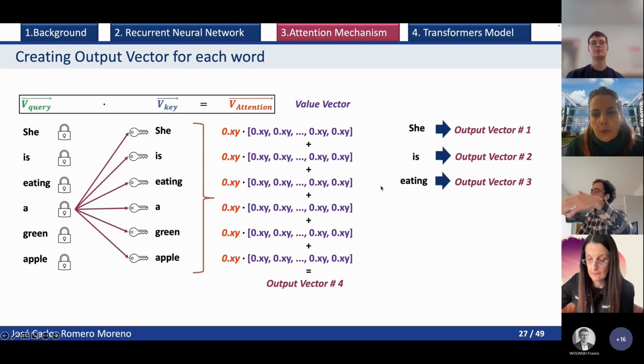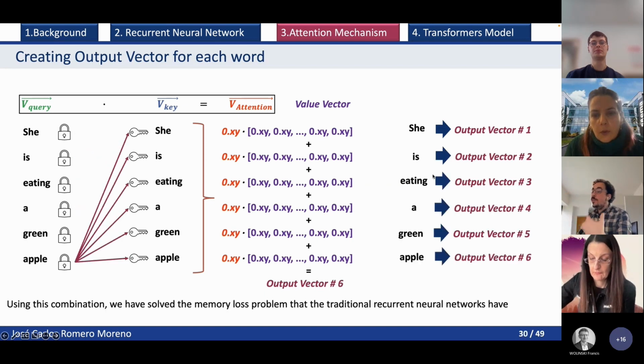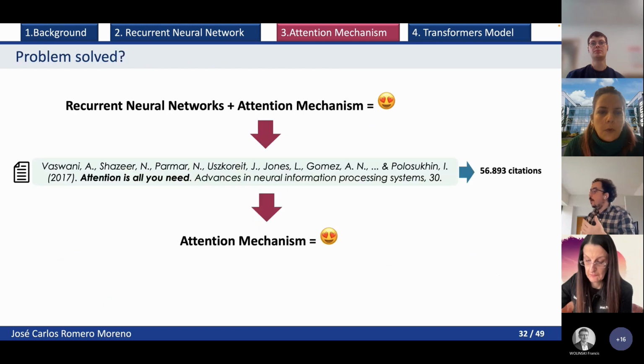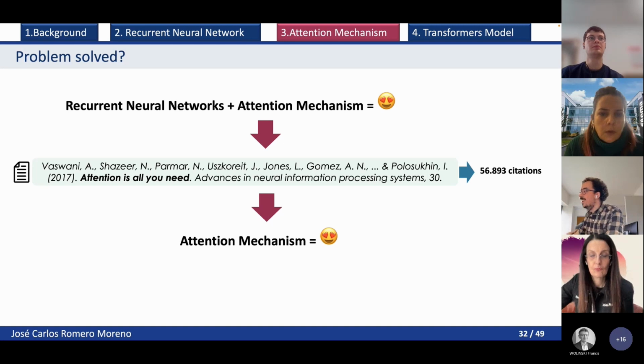So we compute this for each one of the words, and with this combination, each word has not only its meaning, but its relation with the rest of the words in a sentence. Applying this simple attention mechanism, we have solved the memory loss problem, because we don't care if one word is in position 1000, as we have already stored the information of its relation. So this is great. Recurrent neural network plus attention mechanism is great, but as you can see, the title of this presentation is not "recurrent neural network plus attention mechanism are great."